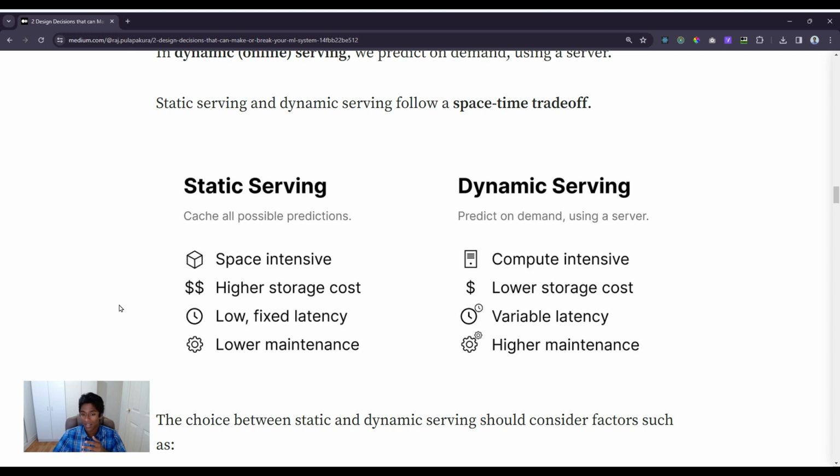For dynamic serving, it's compute intensive because for every request, we need to process the request, run the model, and then send that request back to the client. There is lower storage cost, but the latency isn't fixed. Depending on the model architecture, depending on network speed, there might be a variable latency, and you can get very high latency if you don't configure the right parameters. And there's also higher maintenance because you also have to deal with the servers, load balancing, and things like that.